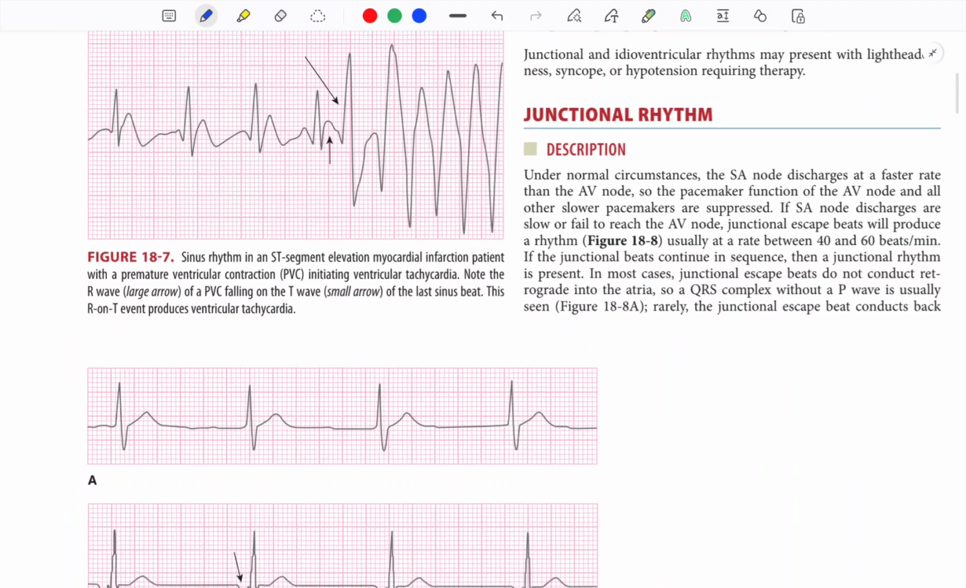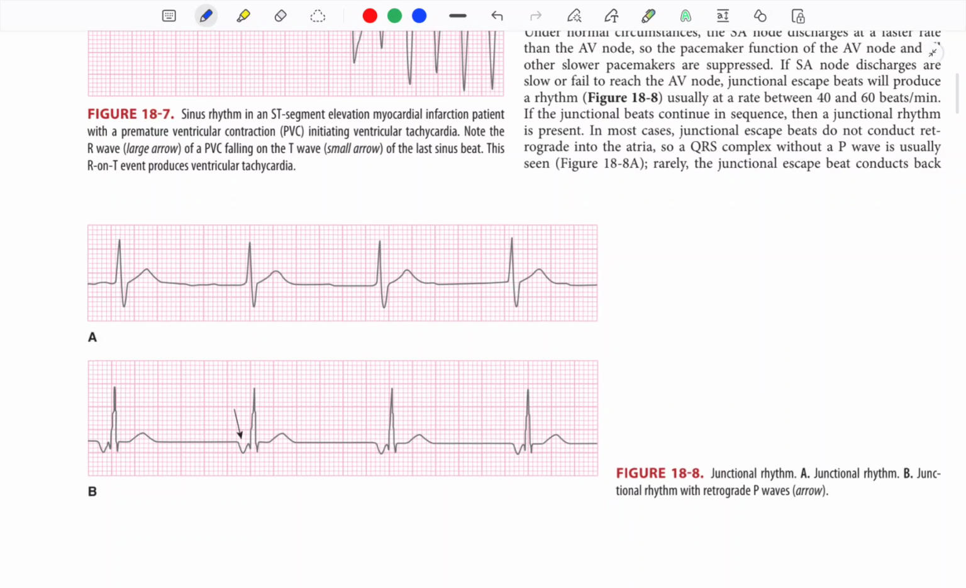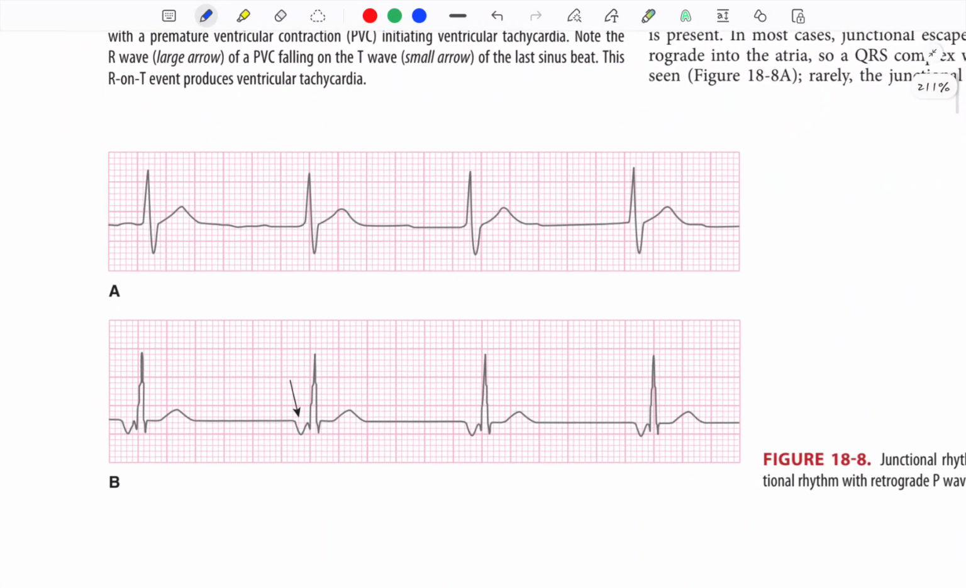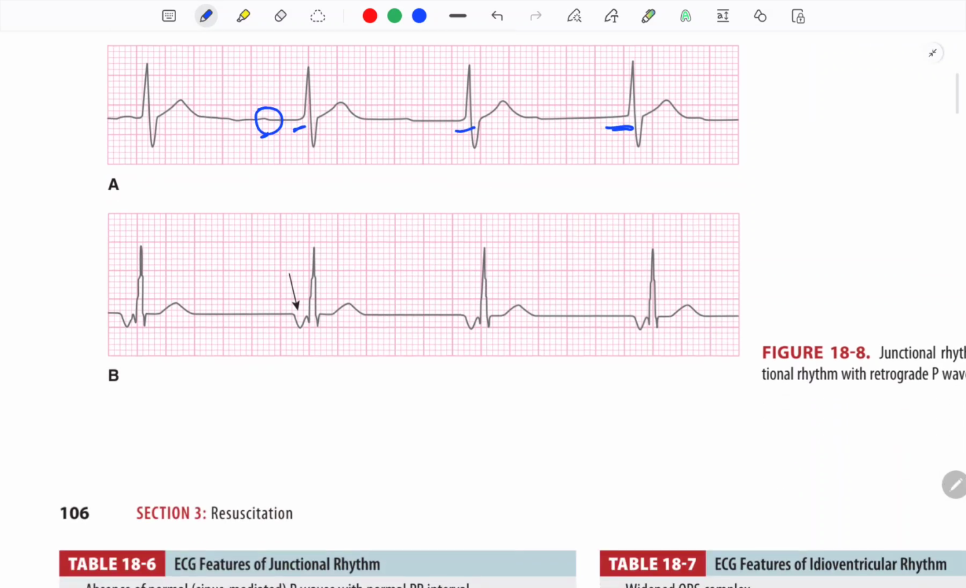Next we will read about bradyarrhythmias. So the first ECG is a junctional rhythm. As you can see, there are no normal P waves. It is a junctional rhythm with no P waves. This is not a P. Remember it, a proper P. Okay, so this is a junctional rhythm with no normal P waves, and this is a junctional rhythm with retrograde P waves. Junctional bradycardia.